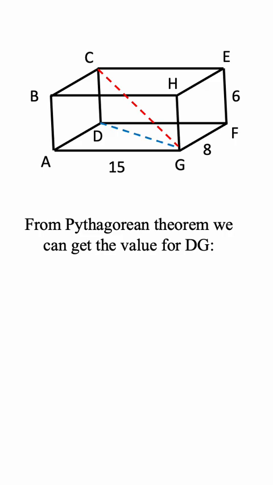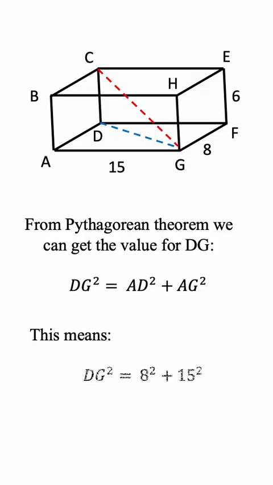This is helping us with the first Pythagorean theorem, to get the value for DG. We showed that DG to the power of 2 is equal to AD to the power of 2 plus AG to the power of 2. So DG to the power of 2 is equal to, since we know that AD is equal to GF, we replace that with 8 to the power of 2 plus AG, which we know is 15 to the power of 2.